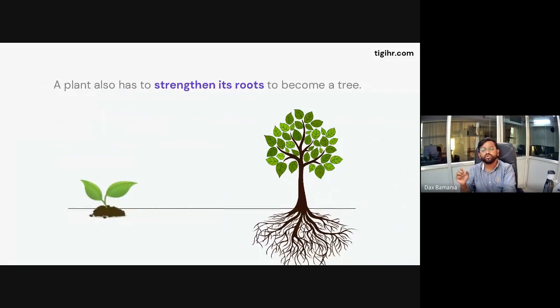A plant also has to strengthen its roots to become a tree. This is important for every one of us: we need to build our foundation very strong so that we can become a good plant in the future. To become good in this field, we definitely need to work with technology and make our foundations very strong: the foundations of analytics, of the digital world, of being technologically savvy, right?